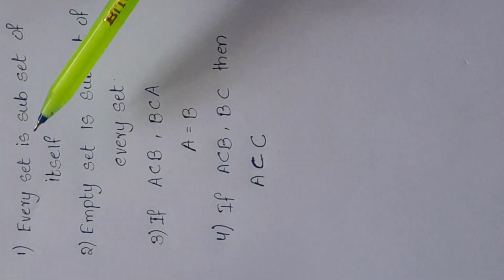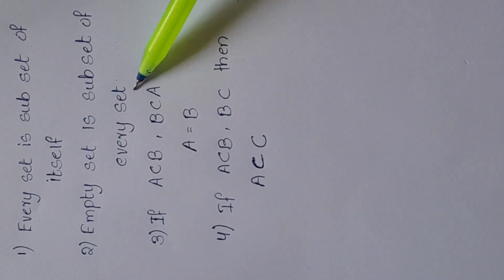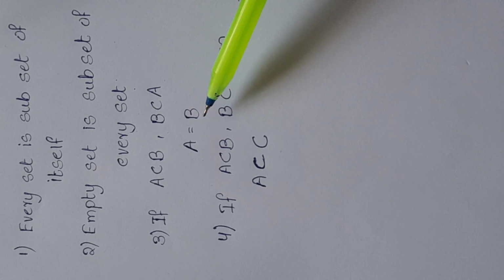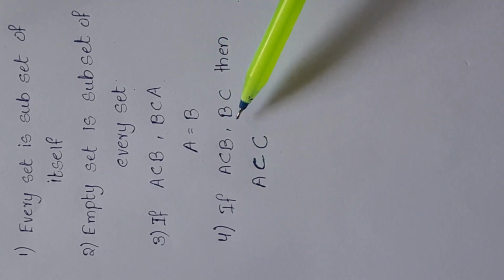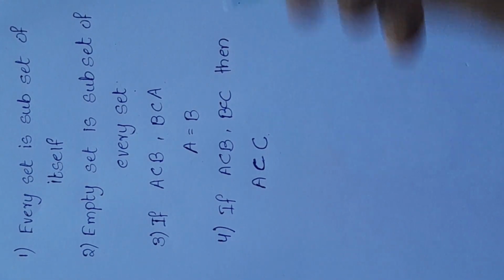Some important points. Every set is a subset of itself. Empty set is a subset of every set. If A is a subset of B and B is a subset of A, then A and B become equal sets. If A is a subset of B and B is a subset of C, then A becomes a subset of C.